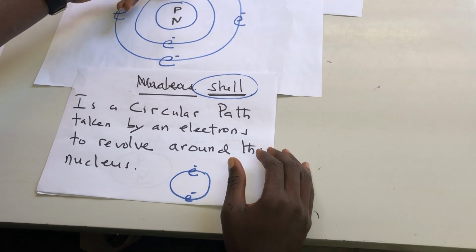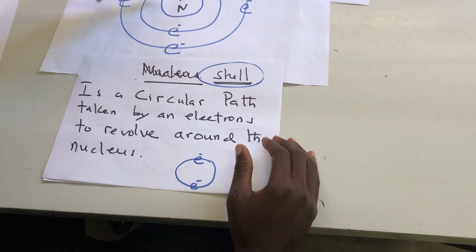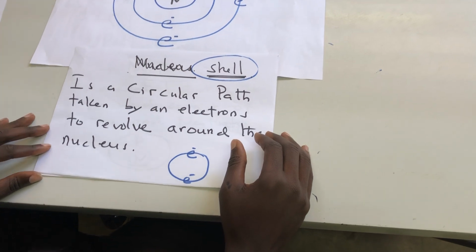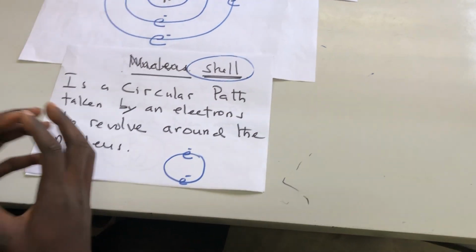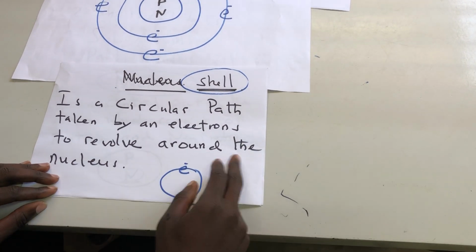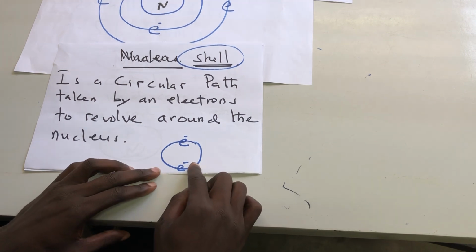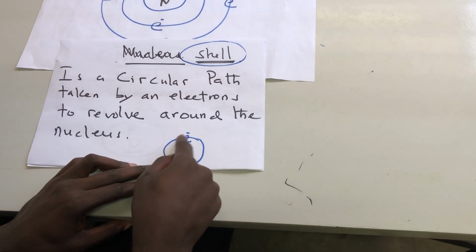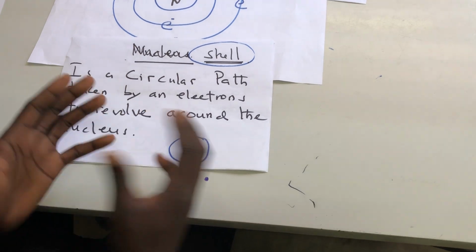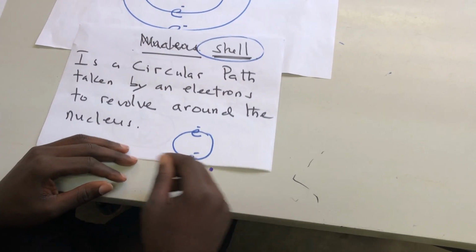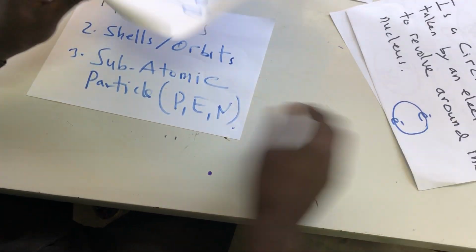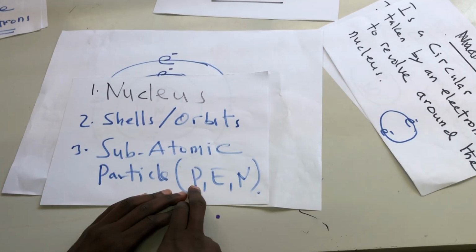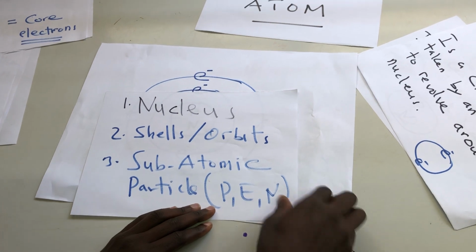Kwa hiyo kazi yake ni provide way ambayo hizi electrons zitakuwa zinaizunguka ile nucleus. So shell is a circular path taken by an electron to revolve around the nucleus. Kwa hiyo kuchukulia mfano wa shell, hii ni shell ambayo kwenye shell inakuwa imekeli electrons, na hizi electrons zinakuwa zinaizunguka nucleus. And lastly we have subatomic particles. Kwenye subatomic particles tutaweza kuona what is protons, what is electrons and what is neutrons.